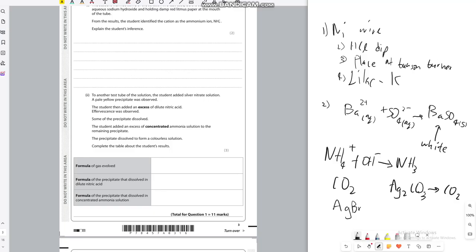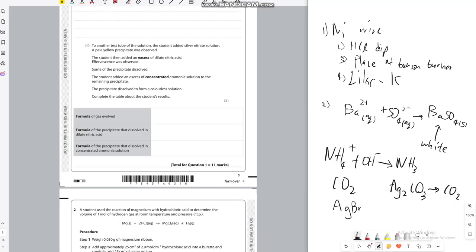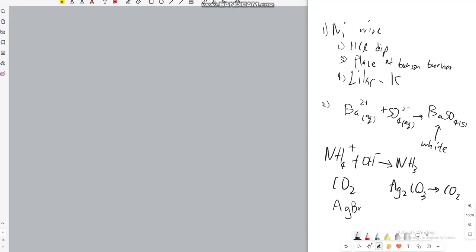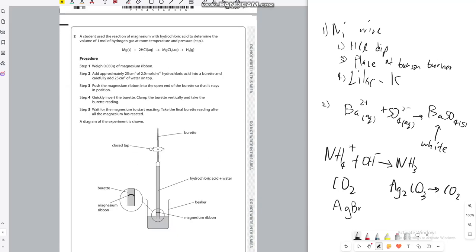Alright, go to the next part. Question number 2. The student uses the reaction of magnesium with hydrochloric acid to determine the volume of 1 mole of hydrogen gas at room temperature and pressure. So they have given magnesium plus hydrochloric acid forms magnesium chloride plus hydrogen.